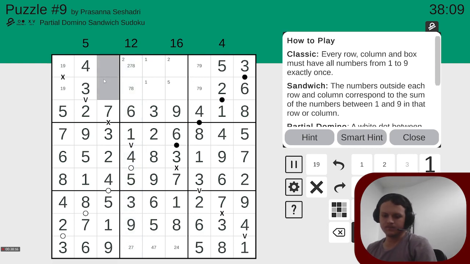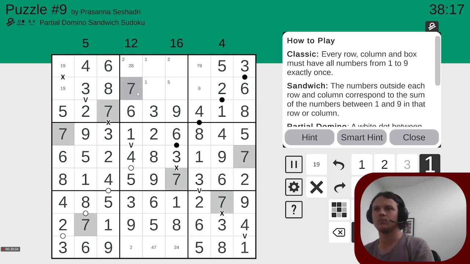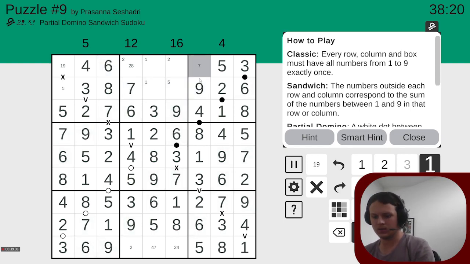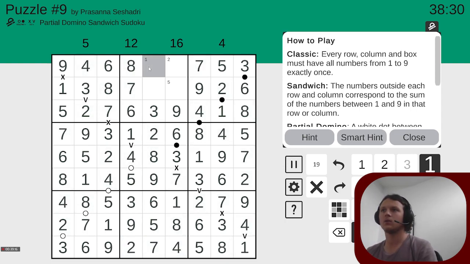Okay, that's now a 6 or an 8. 6 can't go there, so that's the 8. 6 up there, well that's made that a 7. Made that a 9, that a 7, that a 1, that a 9. Okay, that 7's made that a 2, a 4, and a 7 here, and an 8 there.